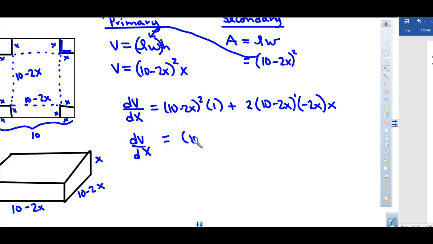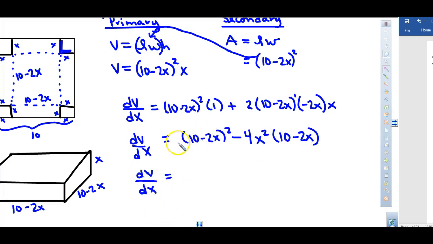That's going to be 10 minus 2x quantity squared. And then all of this right here is going to become negative 4x squared times 10 minus 2x. And I am going to now factor out of this term and out of this term. I'm going to factor out that 10 minus 2x that shows up in both of them. And so here I'm left with 10 minus 2x.